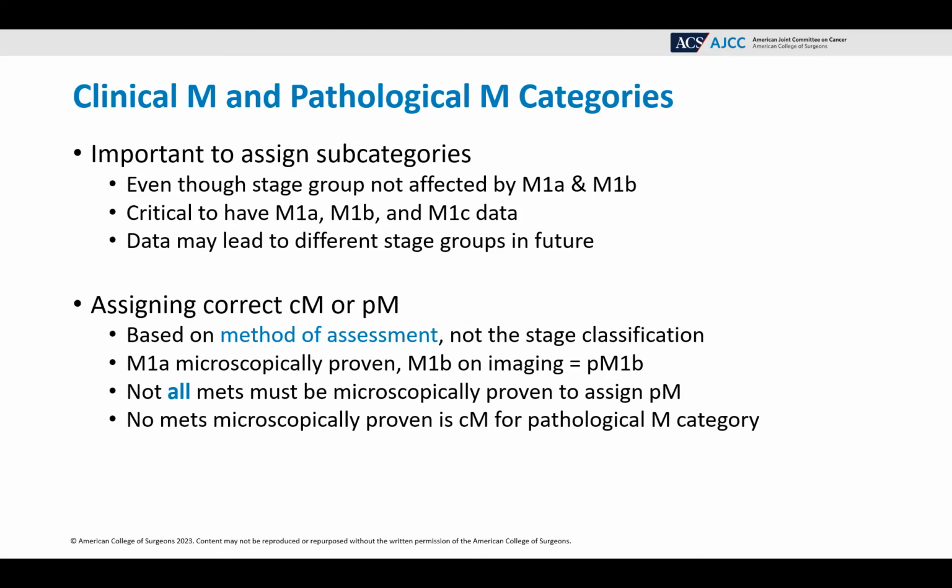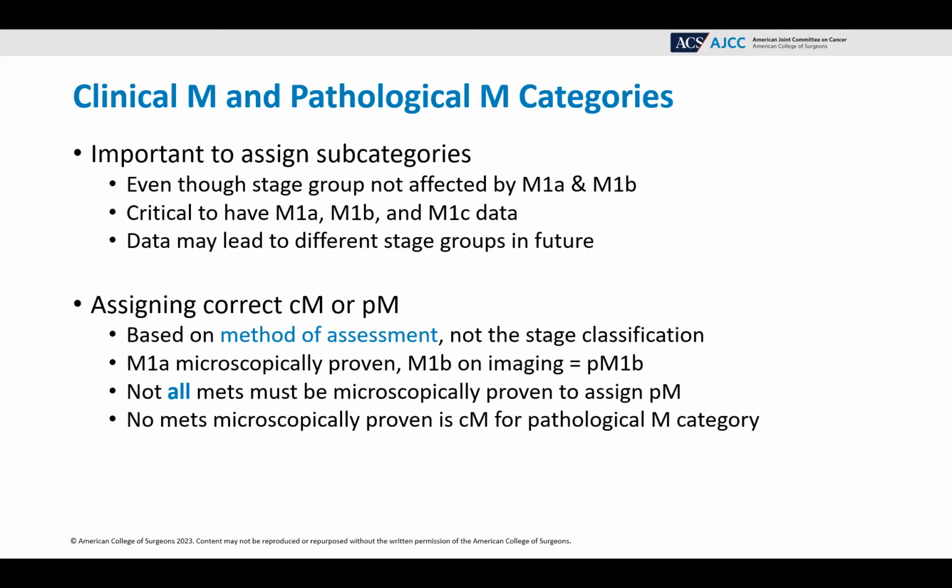Clinical M and pathological M categories. It's important to assign the subcategories. Even though the stage group is not affected by M1A and M1B, it's still important to have that M1A, M1B, and M1C data. It could lead to different stage groups in the future. We just need enough data in order to show that it has a difference on the outcomes and the survival of the patient.